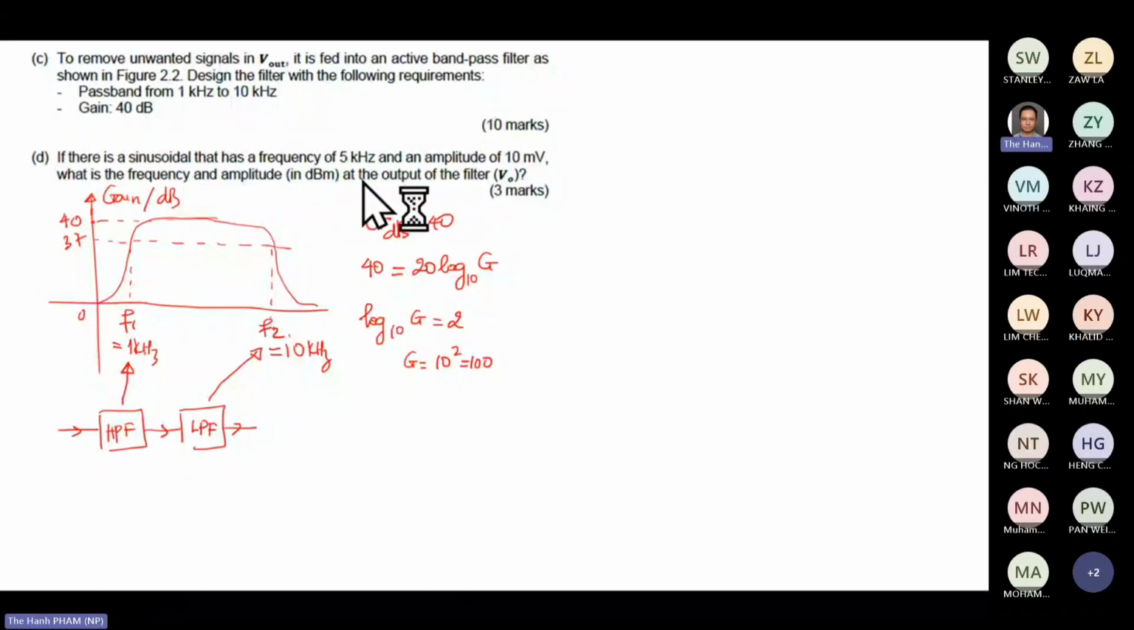Let me show you here. Of course, if you want a gain of 40 dB, you must use an op-amp. Right. So let me show you.